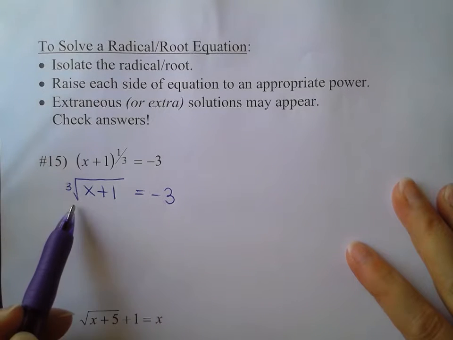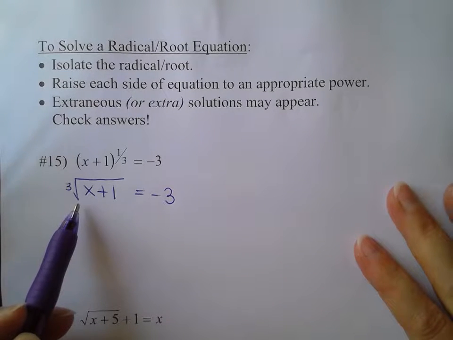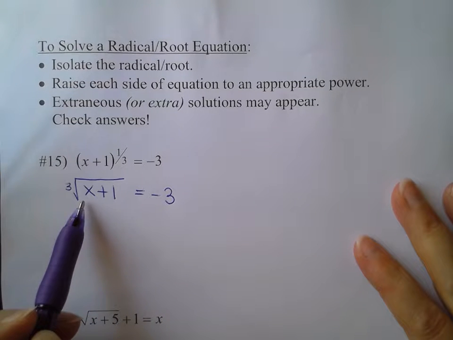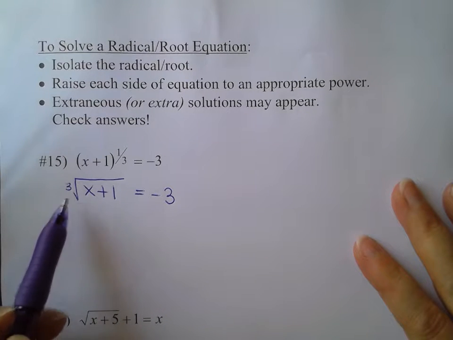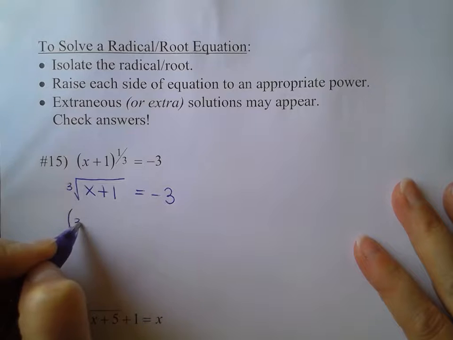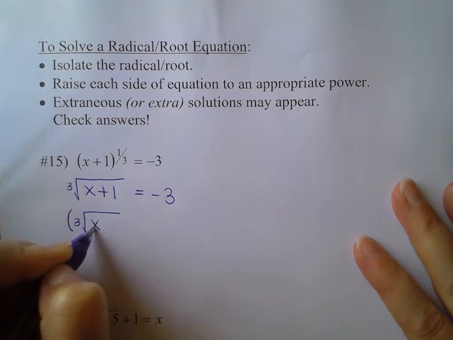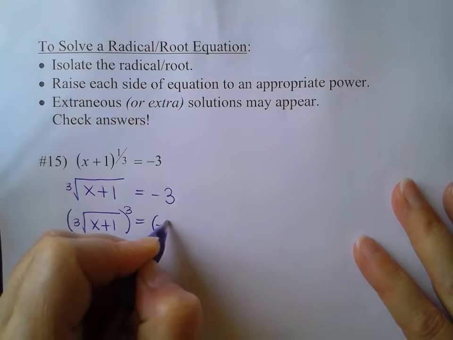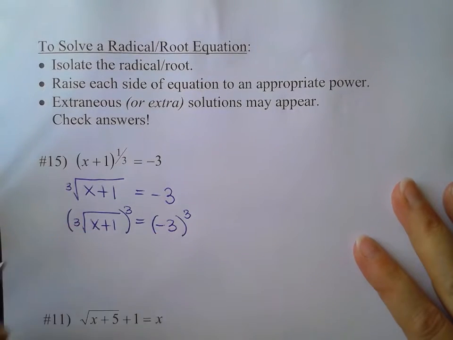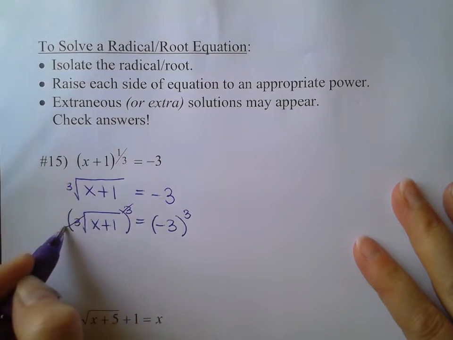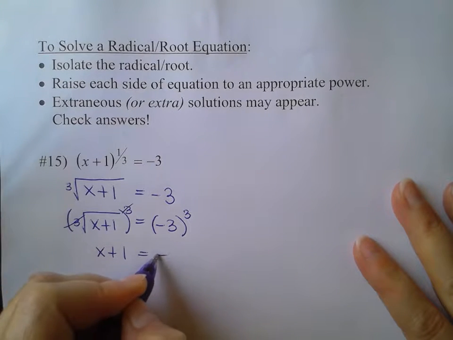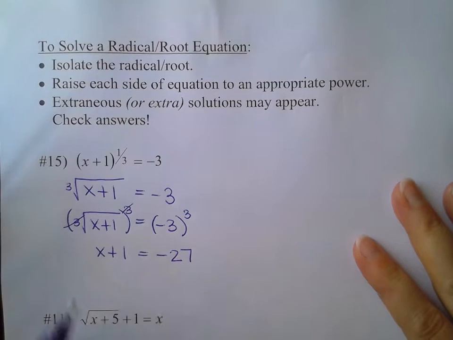In this equation, the root is already by itself. So now I want to apply a power to both sides to remove the root. Since it's a cube root, I want to apply a power of 3, and I have to do that to both sides. So the cube root and the cube are going to cancel each other out. Negative 3 cubed would be negative 27.